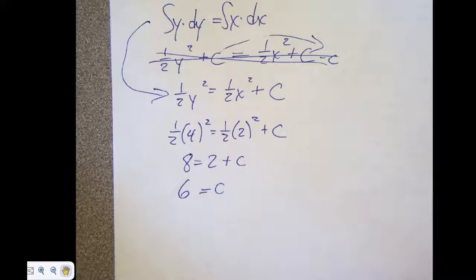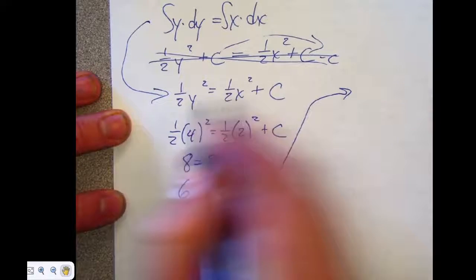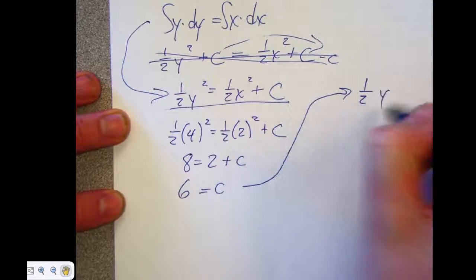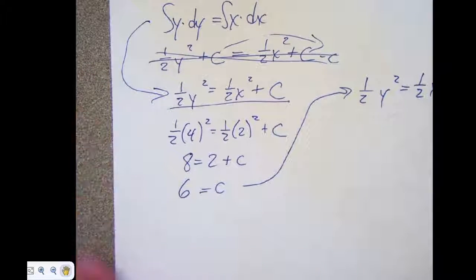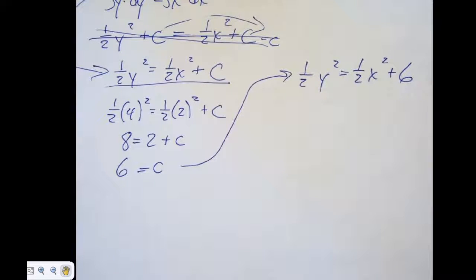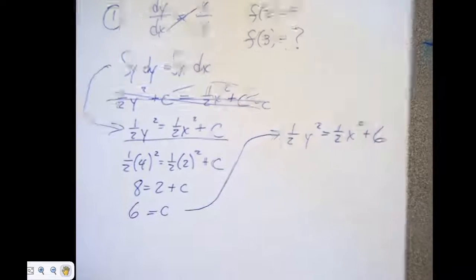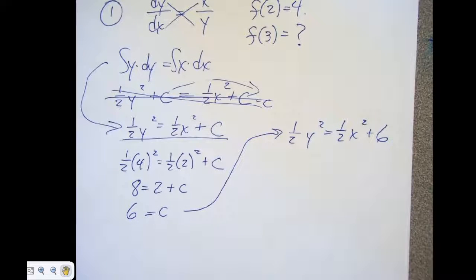Are we good with that? C equals 6? Okay, now I'm rewriting this equation that I had before, but I have more information now, so I include that information, so I'm putting a 6 there for C. And then, if the problem just asked you to find f of 3, you could plug in right now and kind of work through it that way. That's not actually typical, though. I'm giving you more steps than they usually ask.